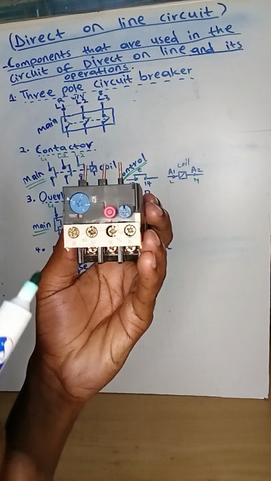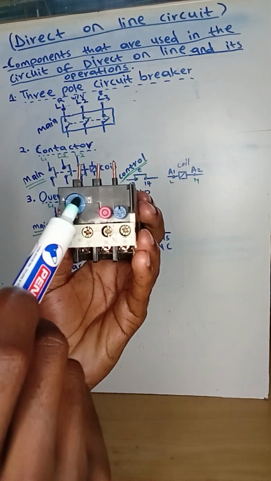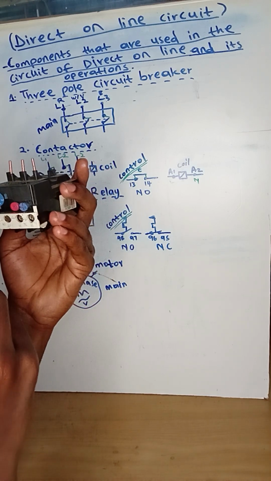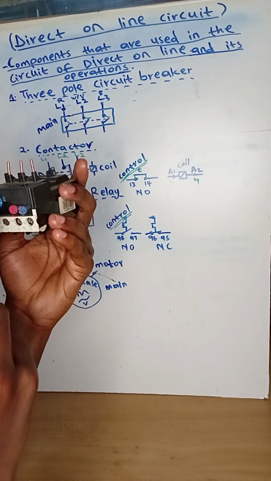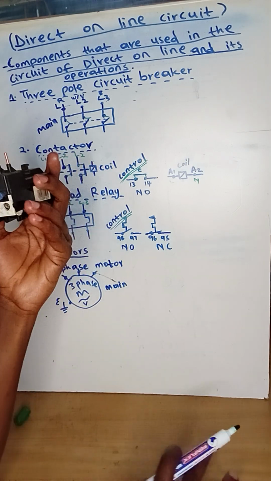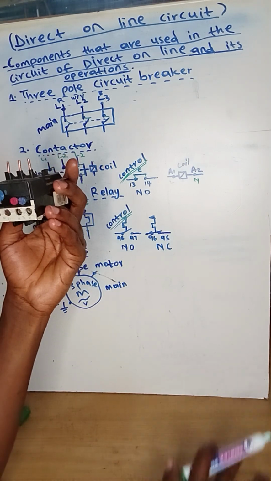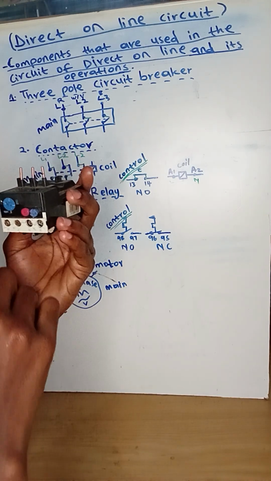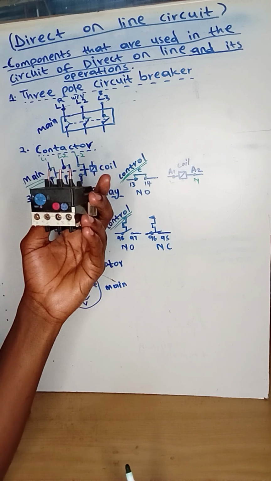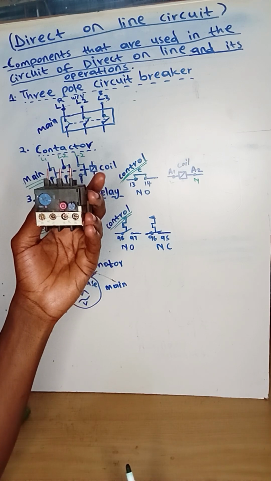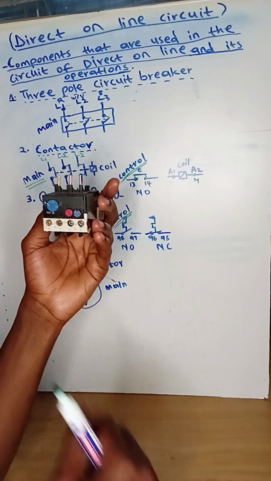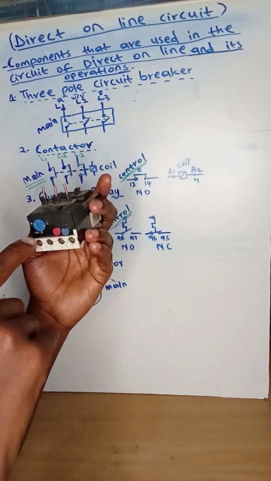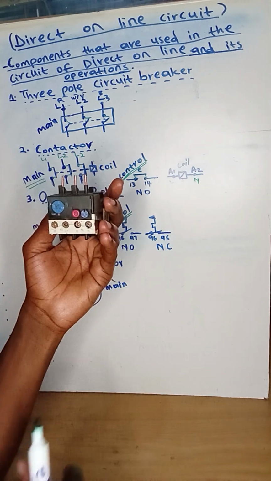And also here, if you can see this blue circle, it has numbers and it has the letter A. This letter A means amperes, which means current. So if you are given the current of the overload, let's say they say your overload current must be 6 amps, then you have to rotate this circle and set it to 6 amps.